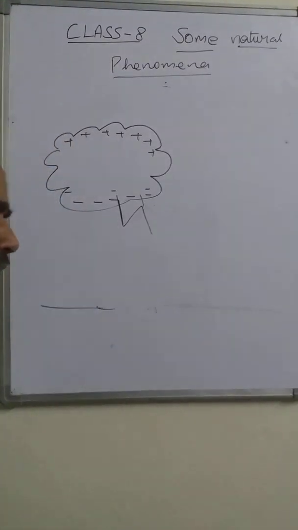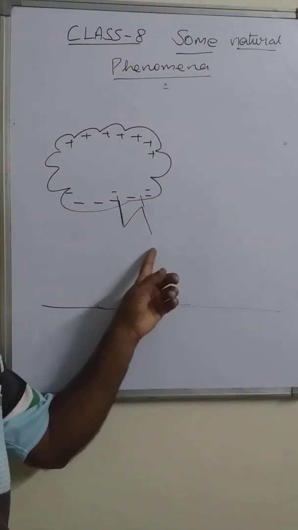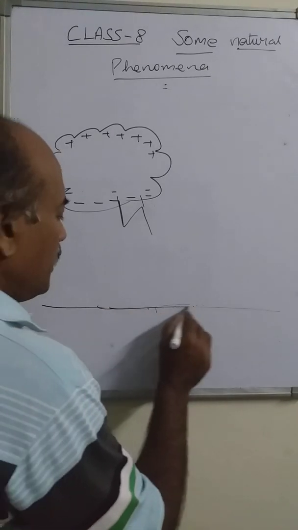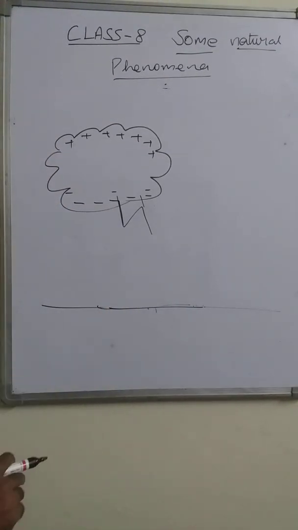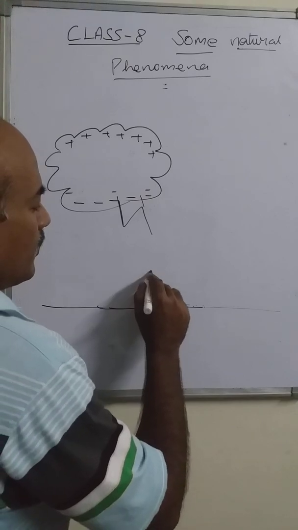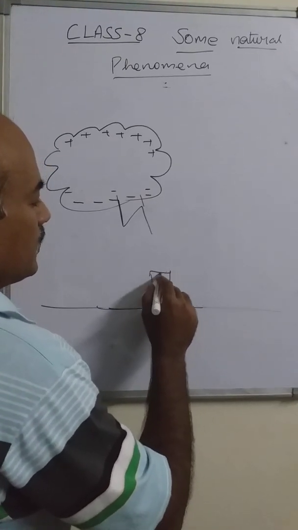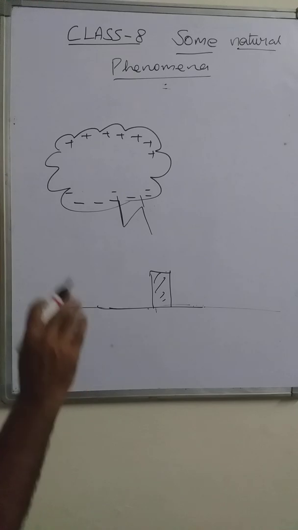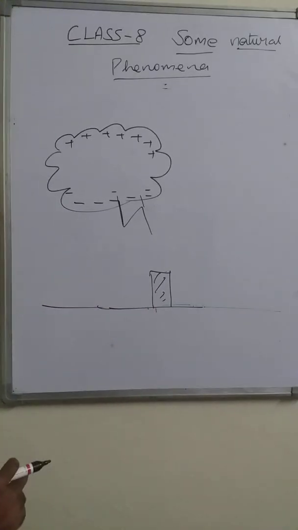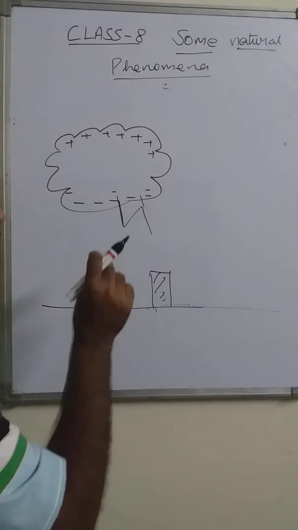So to prevent damage to buildings, because even if lightning passes through a building, it may cause some effect on the building, a lightning conductor is used. Lightning conductor, it is nothing but, suppose there is a building. This is a building, right? And on the building, a lightning conductor is fixed. Lightning conductor is a simple wire.